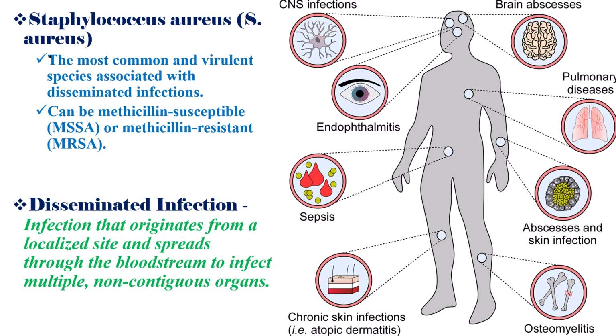Staphylococcus aureus or Staph aureus is the most common and virulent species associated with disseminated infections. It can be methicillin susceptible or methicillin resistant, or MRSA. Disseminated infection is defined as infection that originates from a localized site and spreads through the bloodstream to infect multiple contiguous and non-contiguous organs.